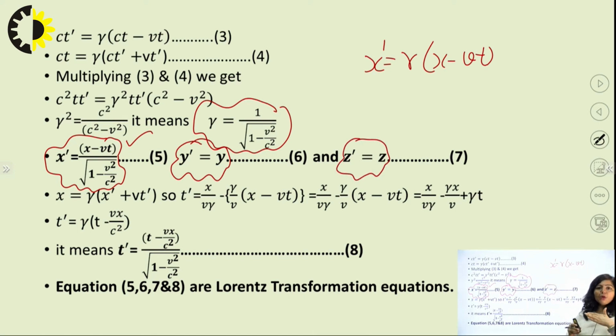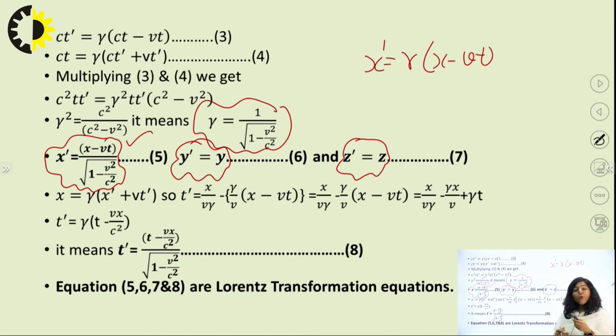If the direction of motion of S dash is along the y-axis, then this parameter will not change. This x dash will be x only. In that case, if the direction of motion is along the y-axis, then y dash will change. That y dash will be y minus vt upon root 1 minus v square upon c square. Z dash will not change. So the change will take place only along the direction of motion. So these are the three transformation equations for position coordinates.